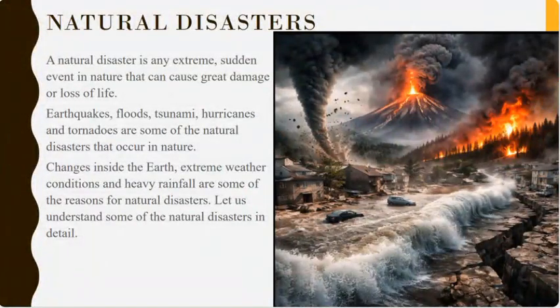A natural disaster is any extreme sudden event in nature that can cause great damage or loss of life. Examples include earthquakes, floods, tsunamis, hurricanes, and tornadoes. These events can result from changes inside the earth, extreme weather conditions, or heavy rainfall. Let's explore some of these natural disasters in detail.